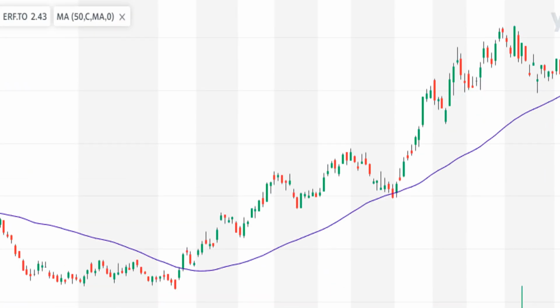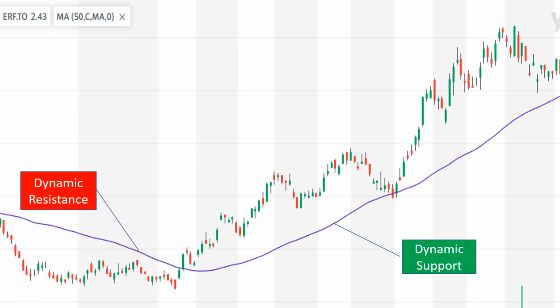Here I want to compare the Ichimoku Cloud with a simple moving average. This is a simple moving average with a 50 days period. Moving average can be used as dynamic support and resistance levels, but it only provides a single level, whether dynamic support or dynamic resistance. Whereas Ichimoku Cloud provides a zone of support and a zone of resistance. I will show you in the next slide.